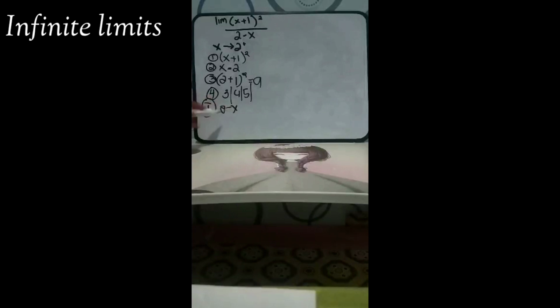2 minus x. Pag 3 ginamit natin, 2 minus 3 is equal to negative 1. Pag 4 ang ginamit natin ay 2 minus 4 is equal to negative 2. 2 minus 5 is equal to negative 3. Nakita natin na puro negative sign yung naging sagot natin sa denominator.